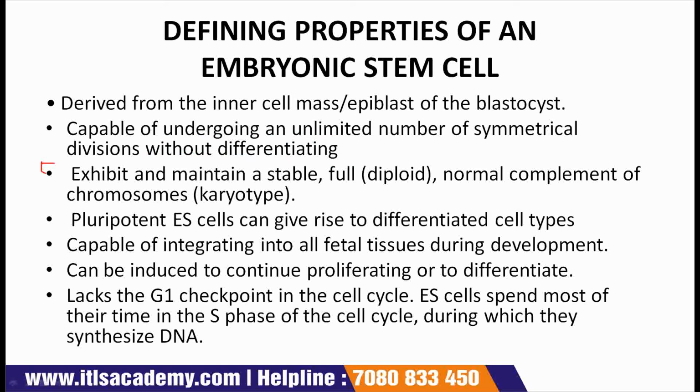That point is to exhibit and maintain a stable, or full, or we can say diploid normal complement of chromosomes. There will not be any loss in chromosome numbers. For example, if we take humans, the number of chromosomes is 23 pairs. So after these unlimited divisions, still it will be the same number of chromosomes. There will not be any kind of alteration.